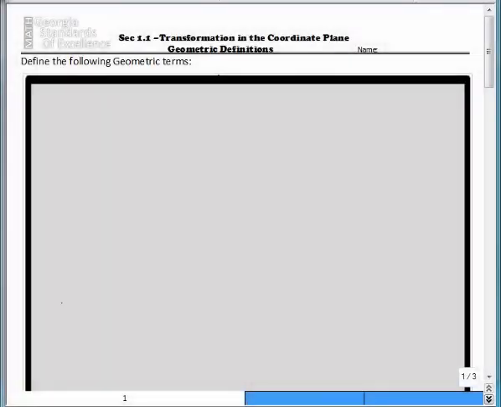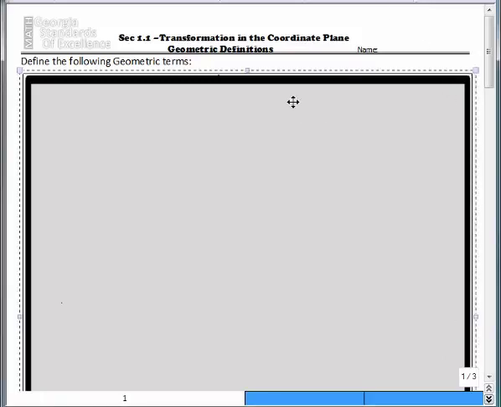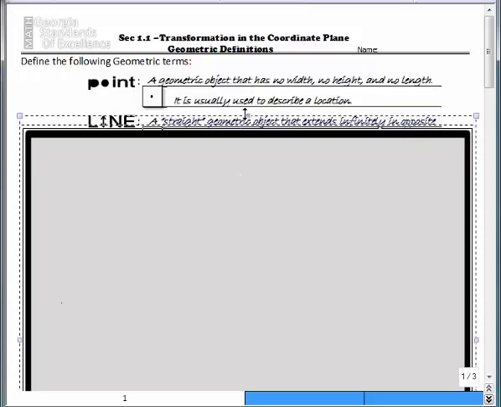In this first section we're going to be learning a little bit about some geometric definitions that will help us throughout the rest of this course. So let's begin by first looking at the first definition they'd like us to try to define. The first one is a point.